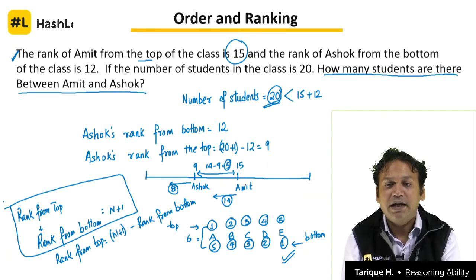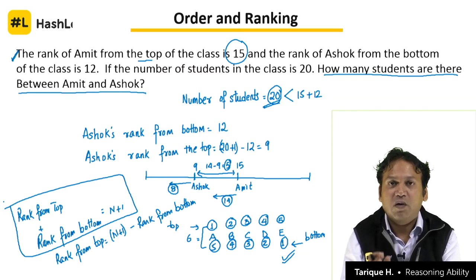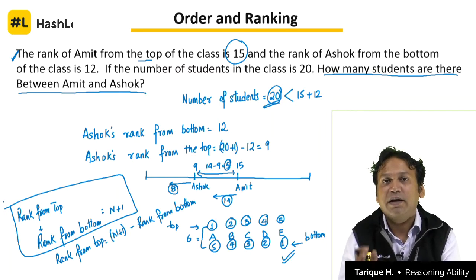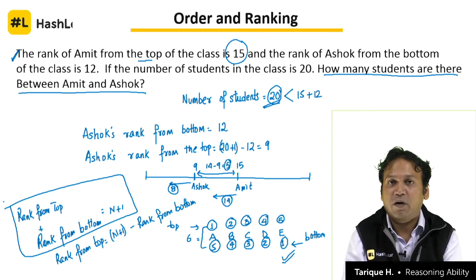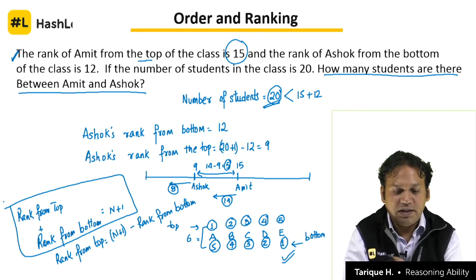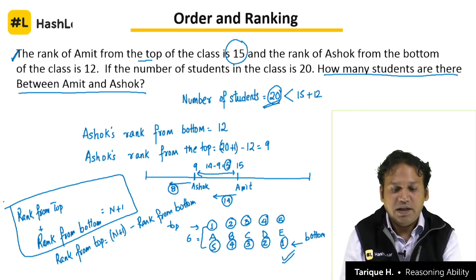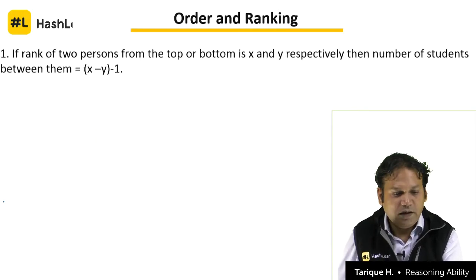Simple to understand: rank from top plus rank from bottom will always be equal to 1 more than the number of students or number of things, number of objects which are arranged in an order. So, this is the answer we have got here. The answer is 5.